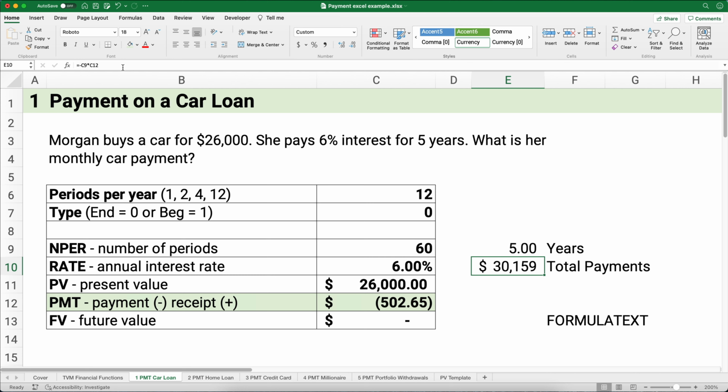But if you finance it over the 5 years, you're paying $30,159 for this car. Now, the last thing is, I like to show the formula, and you might say, hey, wait, I can't really see the formula. It's too small up here.